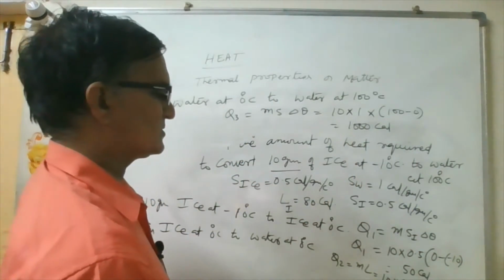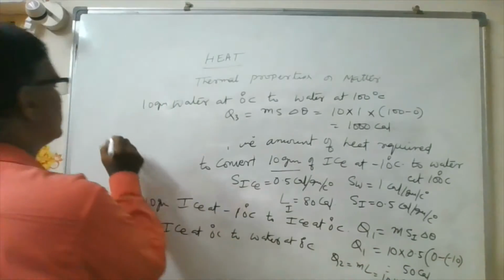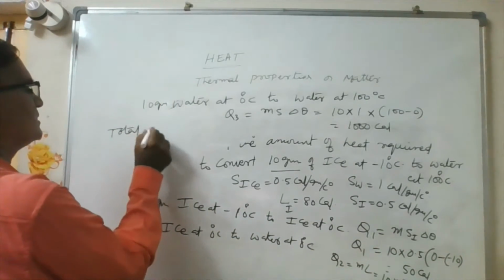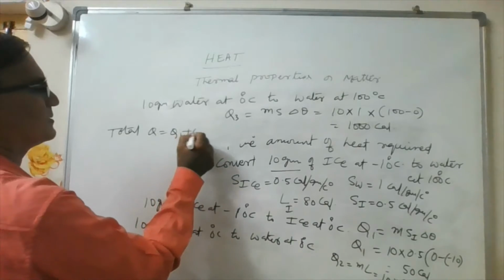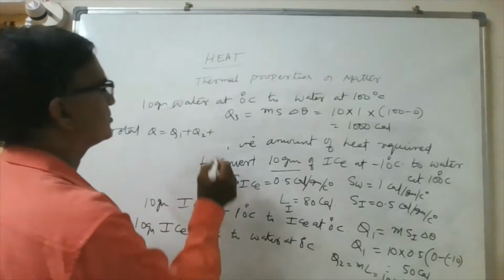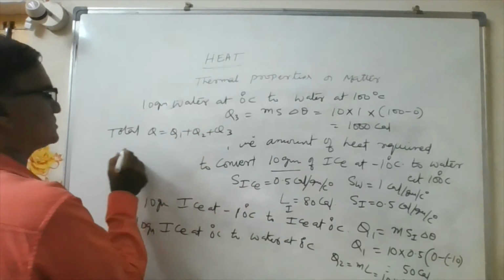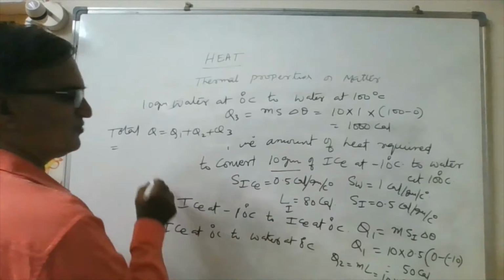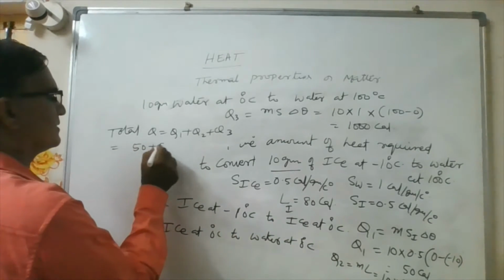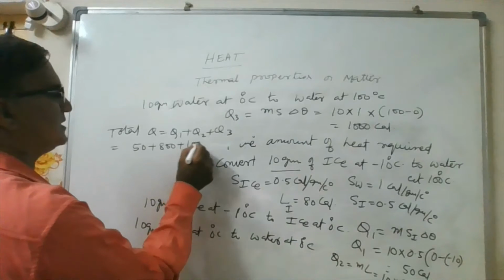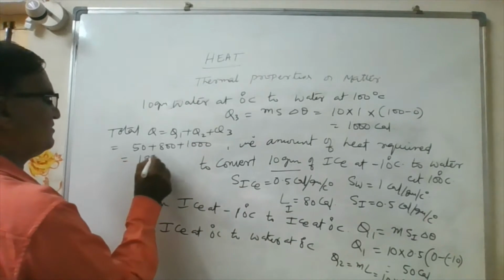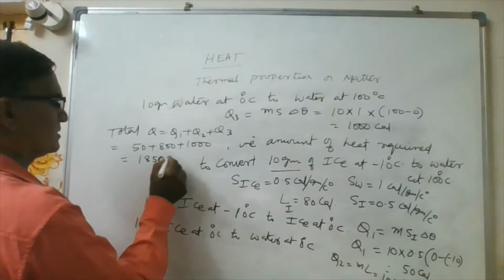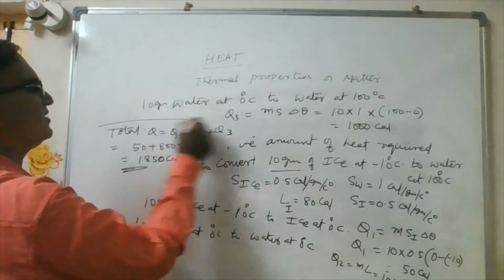1000 calories. So now total how much here? Total heat how much here? Total is Q is equal to Q1 plus Q2 plus Q3. That is total how much here? 50 plus 800 plus 1000. That is 1850 calories, the total amount of heat required.